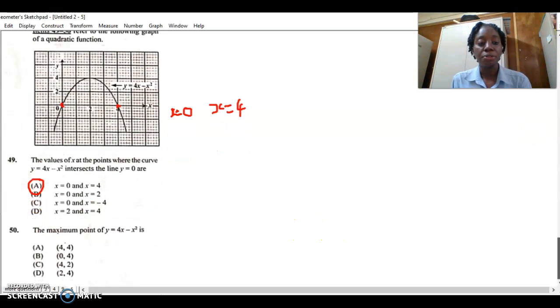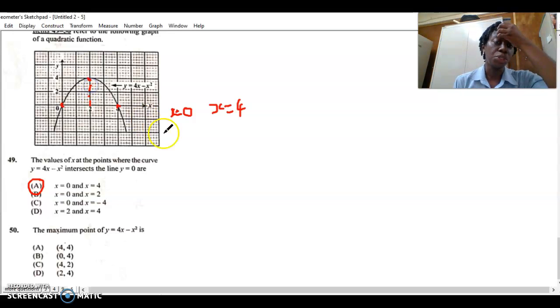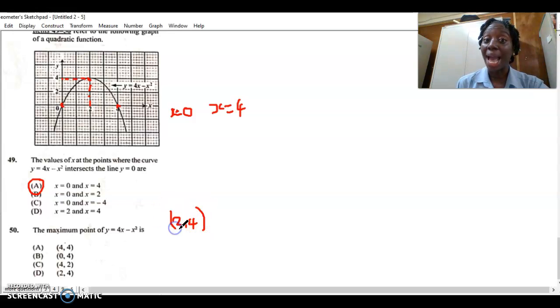Now the final question for this video, and of course we will continue all the way to question 60. Now the maximum point of y is equal to 4x minus x squared is... now the maximum would be the highest point on this graph, which would be in this vicinity or at this point. So I would read off the x value, which would be 2, and the corresponding y value is 4. So therefore, I can safely say that the maximum point of y equals 4x minus x squared is D. Alright, so there you have it.